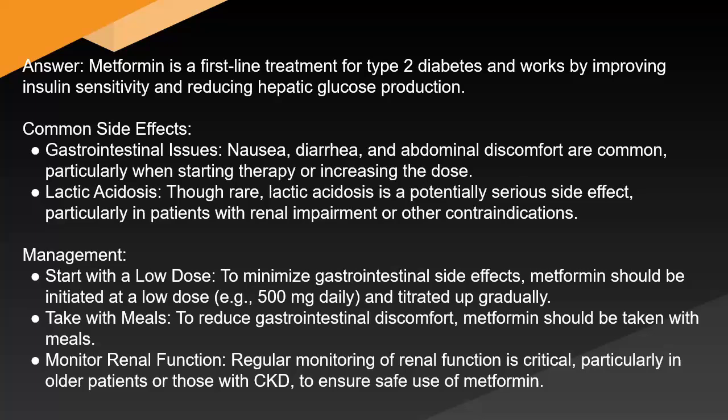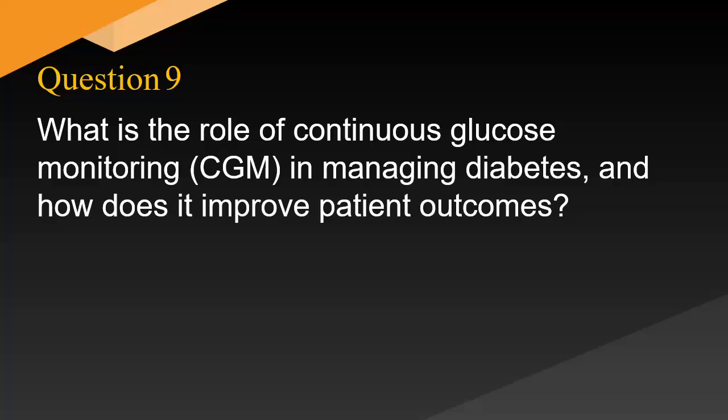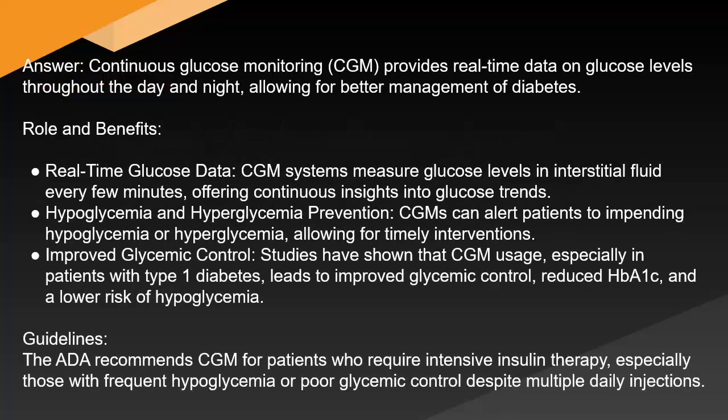safe use of metformin. What is the role of continuous glucose monitoring (CGM) in managing diabetes, and how does it improve patient outcomes? Answer. Continuous glucose monitoring (CGM) provides real-time data on glucose levels throughout the day and night, allowing for better management of diabetes. Role and benefits. Real-time glucose data. CGM systems measure glucose levels in interstitial fluid every few minutes, offering continuous insights into glucose trends, hypoglycemia, and hyperglycemia prevention. CGMs can alert patients to impending hypoglycemia or hyperglycemia, allowing for timely interventions.